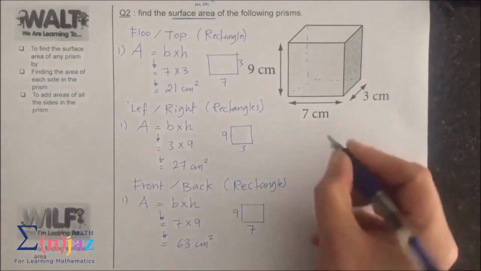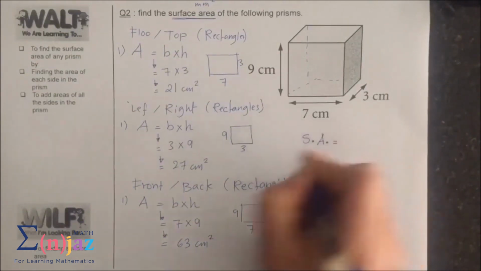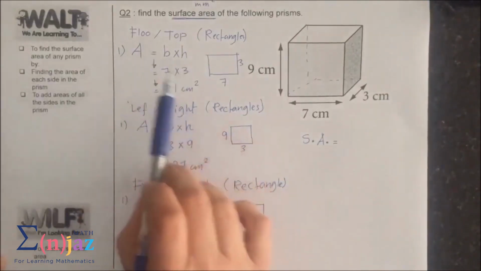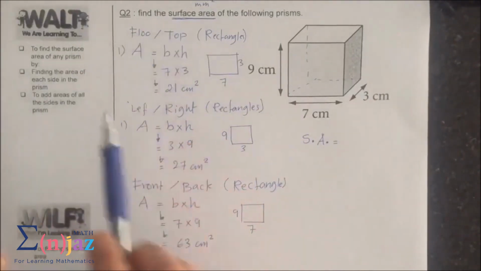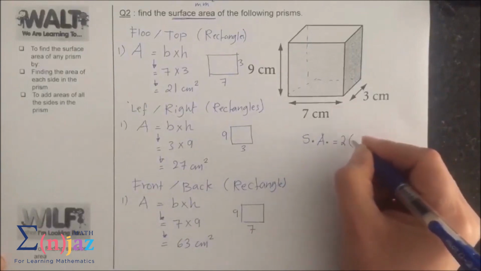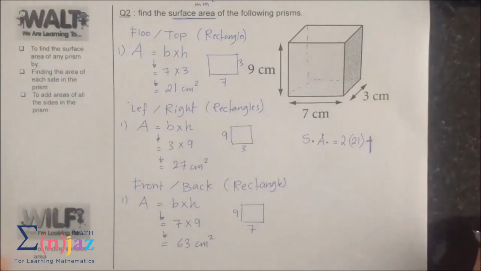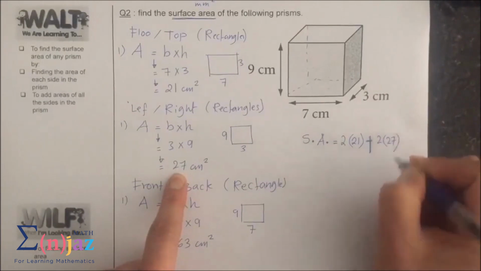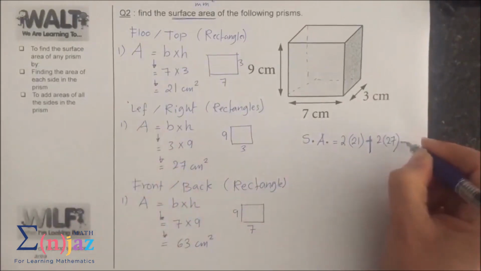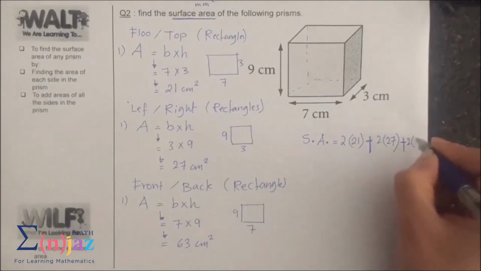Now, to find the surface area, I'm going to give it an initial: surface area is equal to how many identical faces do I have here with the exact same measurement, floor and top. So I have 2 faces, the floor and top, times 21. Plus, remember, surface area is adding all areas of the 3D object. So I have 2 faces with the size of 27, which is the left and the right. And then I have 2 faces with the size of 63.